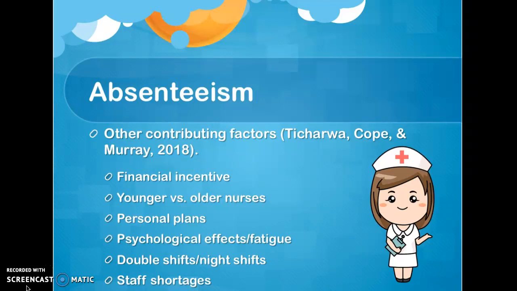Like I said before, younger versus older nurses, the way that they were raised and grew up, older nurses, they say, tend to be more strict with coming in no matter what. Younger nurses are sometimes accused of calling off for not good reasons. A lot of times that's just speculation because each person is different. Personal plans. A lot of the time people will make plans, and then if they can't get off work, they call off anyway. Psychological effects and fatigue.